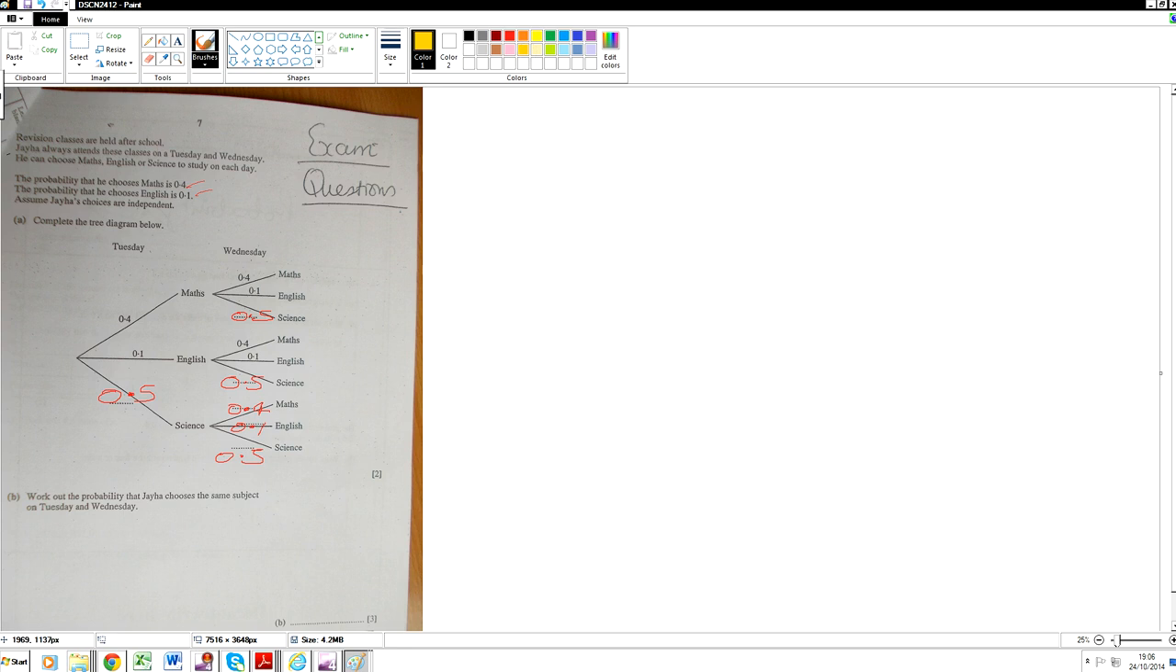Now, can anybody give me some ideas what I mean by the same subject? The first same subject is going to be maths and maths. That's one color. The second same subject could be English and English, and the next one could be science followed by science. So I'm going to do the first one now over here. The probability of maths and the probability of maths: 0.4 times 0.4, which is going to give us 0.16.